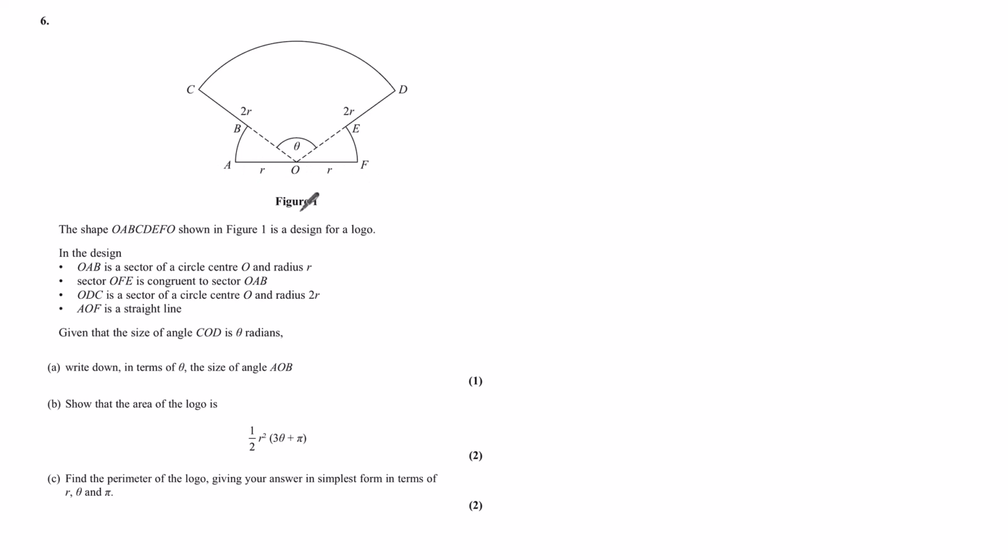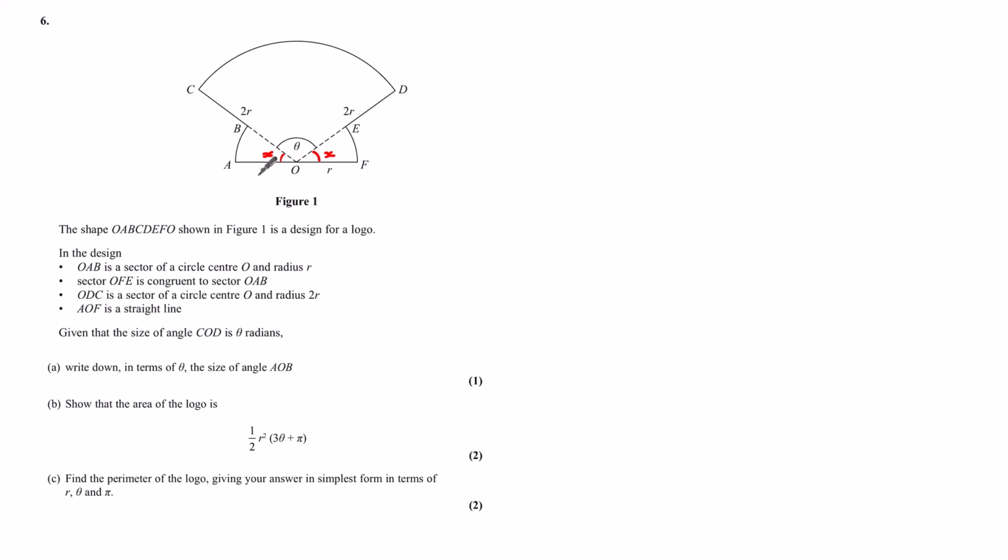Given the size of angle COD, which is labelled theta radians, part A: write down, in terms of theta, the size of angle AOB. Right, so if we label AOB, let's call it x, AOB will be equal to EOF, which is also labelled x here, because these two sectors are congruent with one another.